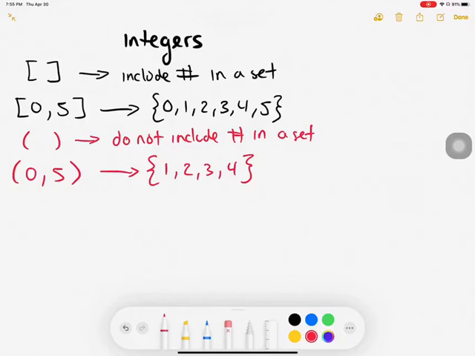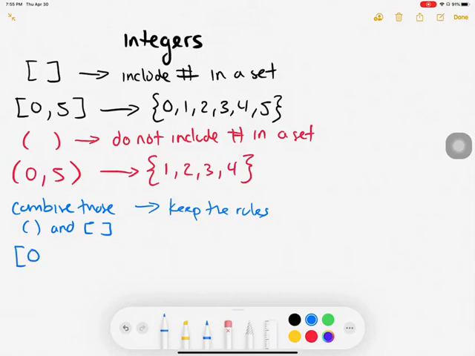So those are the first two notations, brackets and parentheses. And guess what? We can also have those combined. So we can combine brackets and parentheses. What this means is that you just follow the rules. If it has a parenthesis, then it's not included. If it has a bracket, then you have to include it. So same example, but I'm going to put a bracket on the 0, and I'm going to put a parenthesis on the 5. So you can have these combinations of bracket and parenthesis.